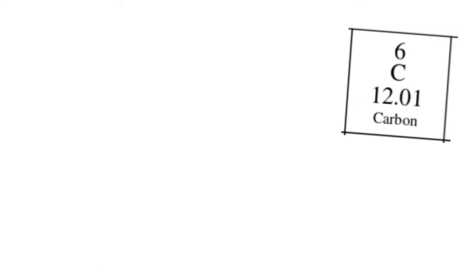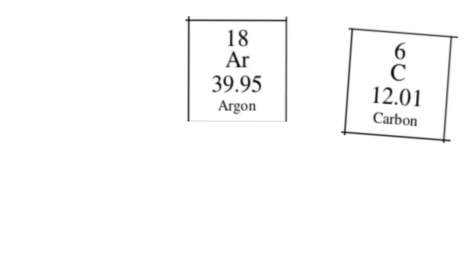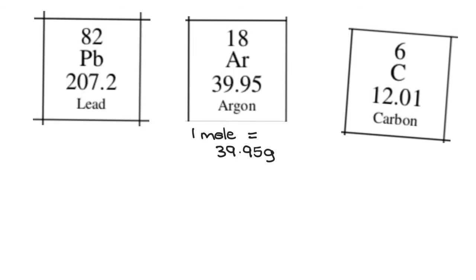6.022 times 10 to the 23 atoms of argon is 39.95 grams, just like the periodic table. 6.022 times 10 to the 23 atoms of lead is 207.2 grams, just like the periodic table.